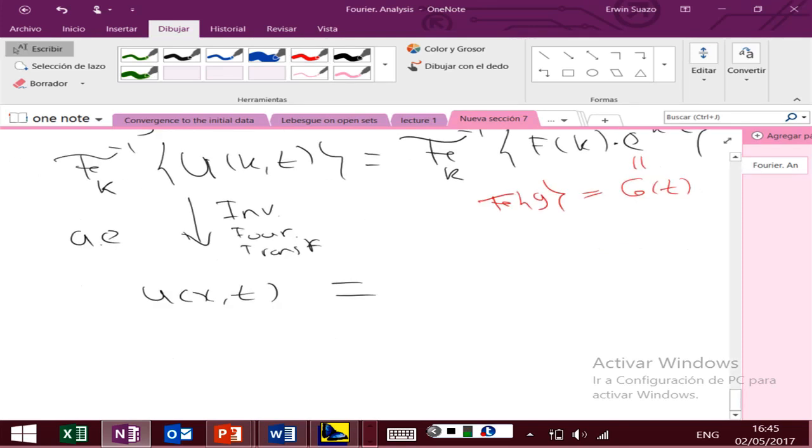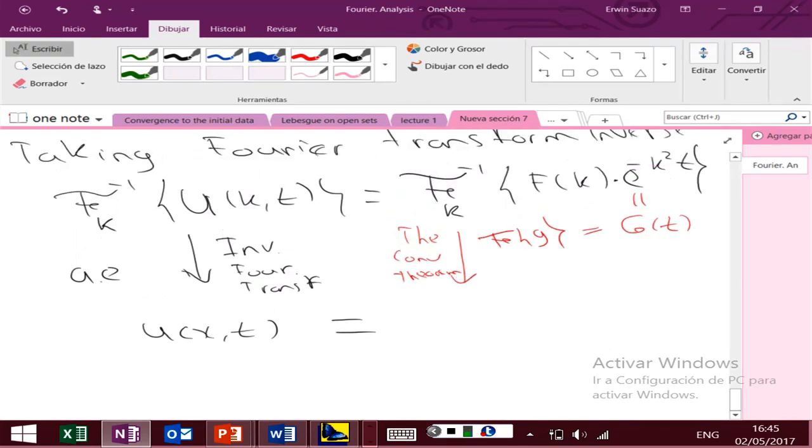But using the convolution theorem, that we don't have time to prove, but we can use it. By this, the Fourier inverse of the product, what is it? You guys remember? What is the Fourier inverse of the product by the convolution theorem? The convolution of little f and little g. And that will be your solution.